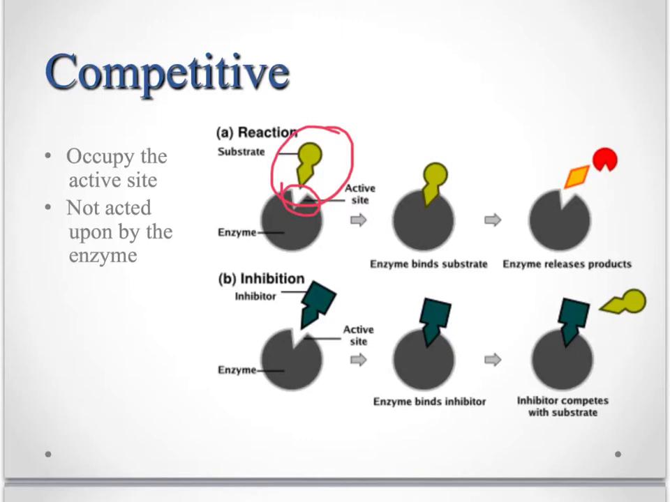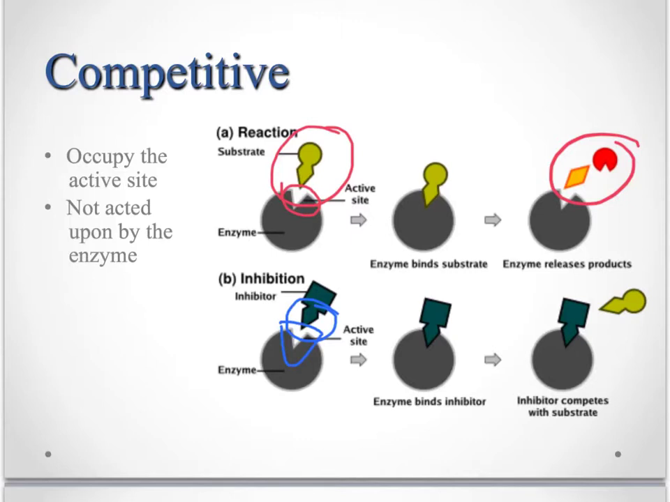Remember, we're not always going to be breaking things down as we see in this picture. We can often be making things or just altering them in some way. Now what the inhibitor does is it will come along and it will have a site very much like the substrate that should be binding, and that will fit neatly into the active site.